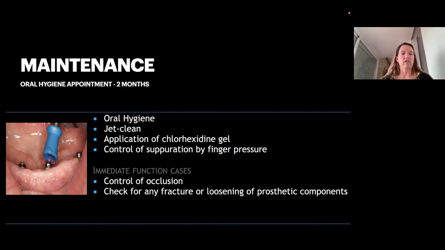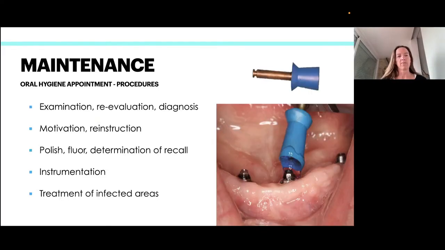Then 2 months after the surgery, the patient comes again for the 2 months oral hygiene appointment. What we do, we take the prosthesis out and we do oral hygiene, jet clean of the prosthesis, application of chlorhexidine gel, control of suppuration by finger pressure, and we are going to control again the occlusion of the prosthesis and whether there is any fracture or loosening of the prosthetic components.